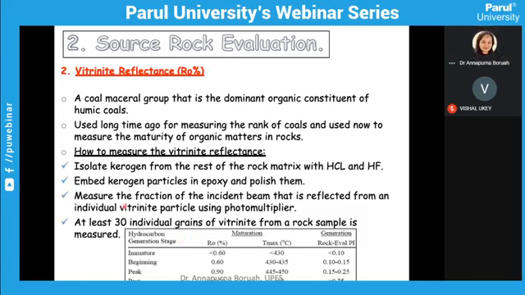Then the second thing is maturity. Maturity can be calculated using vitrinite reflectance. This is one common technique to identify the mature, post-mature and immature zones. Here vitrinite is a component of organic matter, and it gives reflection under light. When the maturity increases, it starts giving reflection, and with increasing maturity the reflection will be more. So there is a standard chart for vitrinite reflectance value.